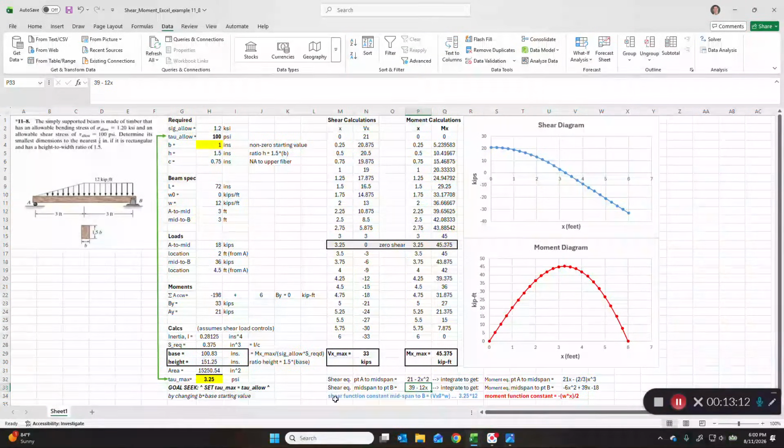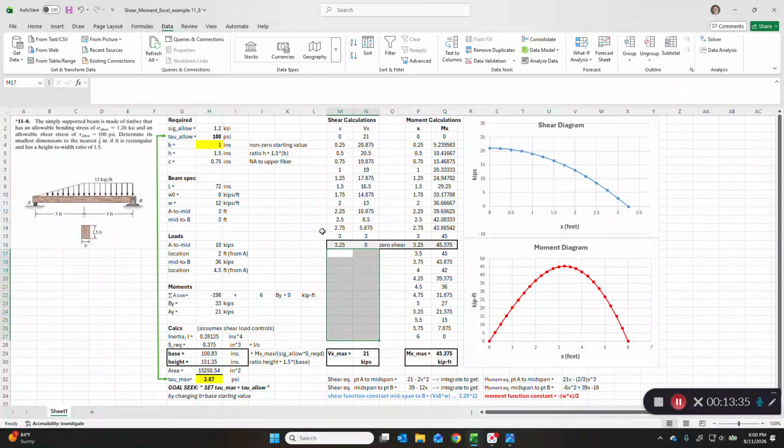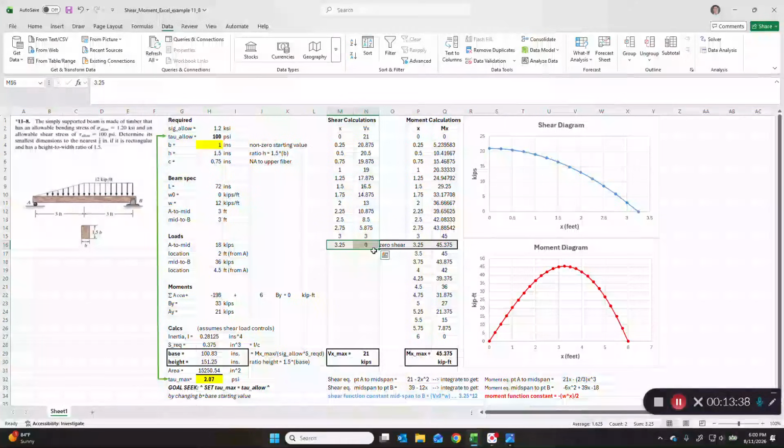Where does that come from? It's just the 0 shear value, 3.25, the x value for 0 shear, times W, which is 12. So it's 3.25 times 12, we get 39, right? So if we were to type 0 in here, we should get 39, and we do. Okay, 3.25. So that then is copied down. Again, we can just do it once and copy it down.